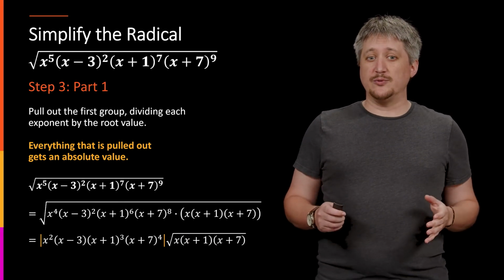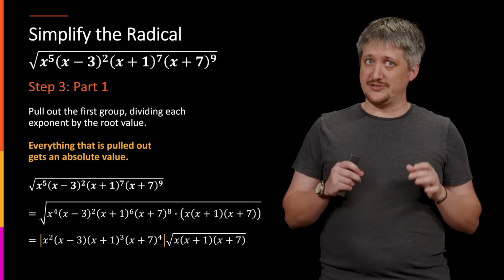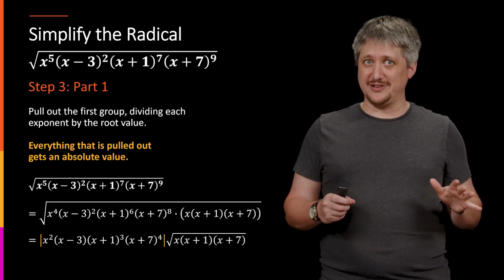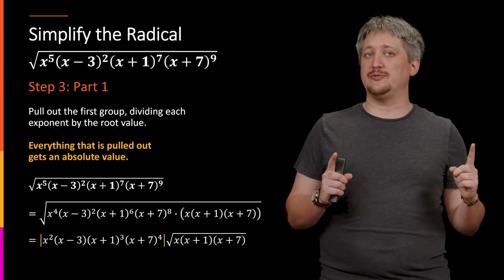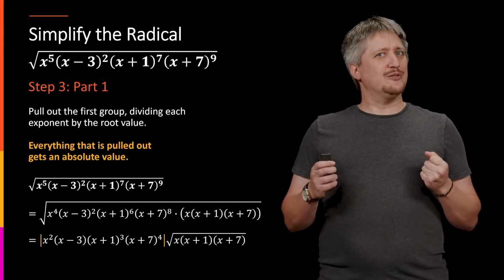So when it's an even root, not odd roots, because odd roots are fine. They play nice with things. They preserve negatives. But with even roots, when I pull stuff out, I have to put everything in absolute values. But again, we don't like absolute values.